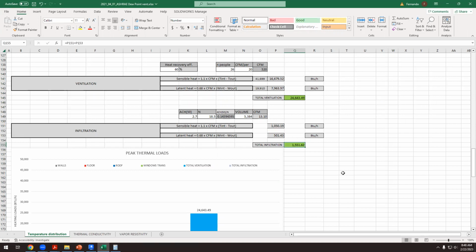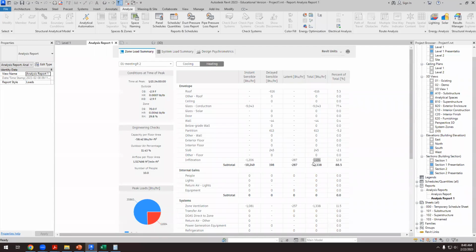Okay, so this is just to understand what's going on here. How does Revit calculate this number? We don't know. I wish we knew it, but we don't know what it does.